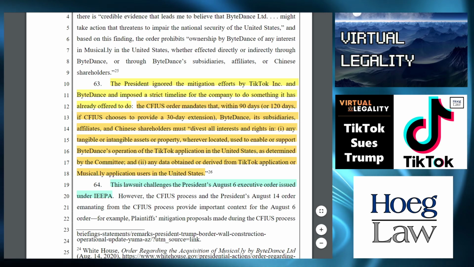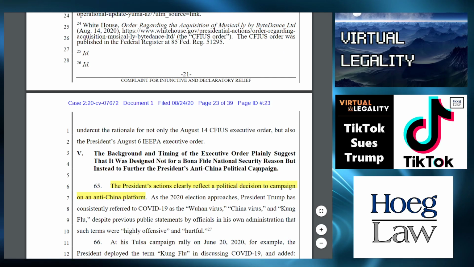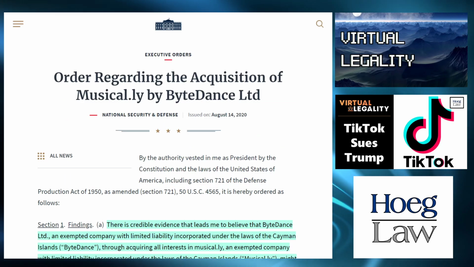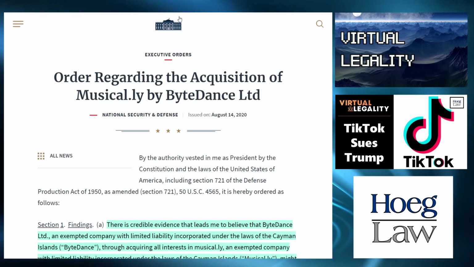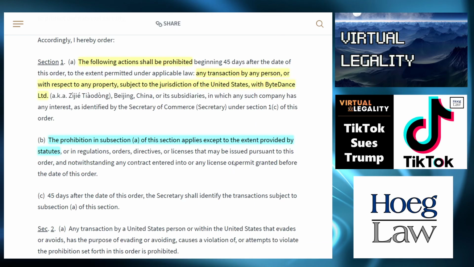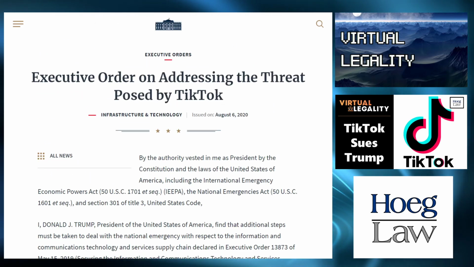The CFIUS order mandates that within 90 days, ByteDance, its subsidiaries, affiliates, and Chinese shareholders must divest all interests and rights in the property. This lawsuit challenges the president's August 6th executive order issued under IEEPA, but does not challenge that CFIUS order. So the CFIUS order is not challenged. It's going to stand as it stands right now. And so ByteDance is looking to divest itself of TikTok, formerly Musical.ly, but they want to be able to do it without the ambit of all of this problematic language on bans and transactions, which aren't otherwise terribly clear.